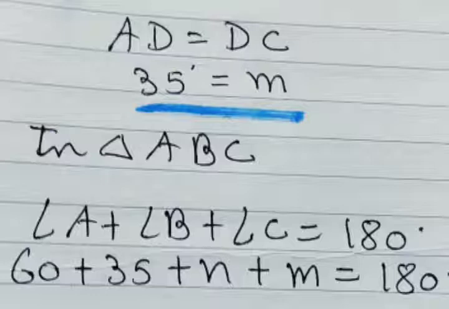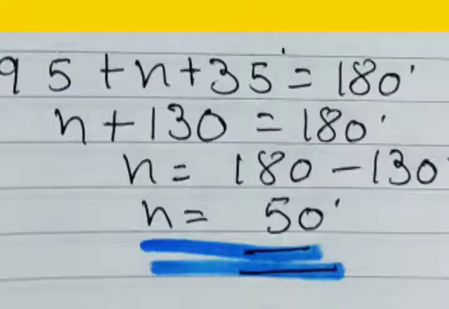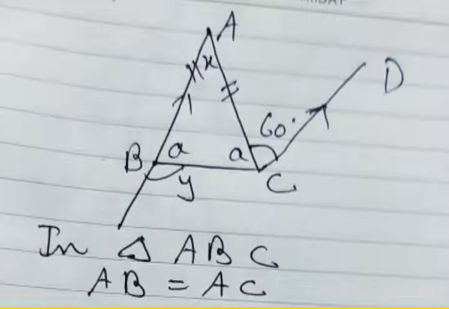Again in triangle ABC, angle A plus angle B plus angle C equal to 180 degree. Angle A is equal to 60 plus 35, angle B is equal to N, and angle C is equal to M, and this all we will add, and this will be equal to 180 degree. So 60 plus 35 is 95 plus N plus, in place of M we can write 35 degree. Clear? Then N plus 130 equal to 180, and N is equal to 180 minus 130 is equal to 50 degree. Now next, again we will name a triangle.